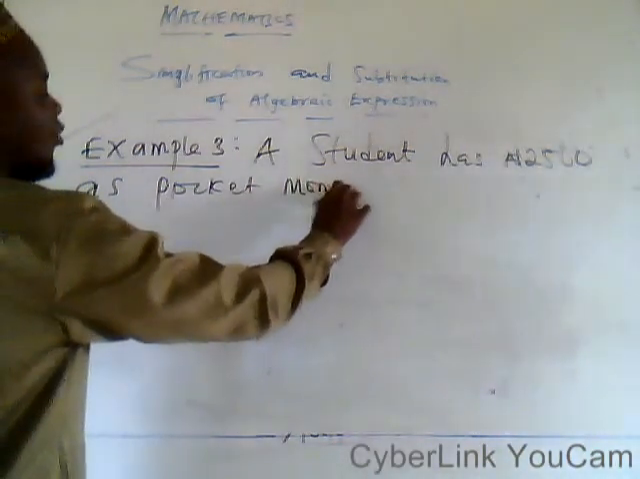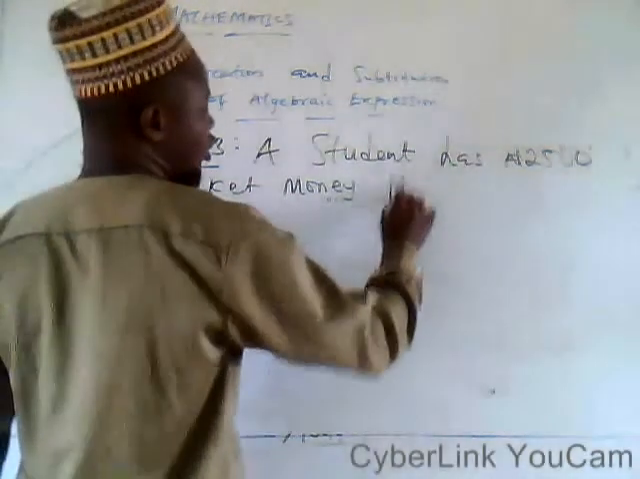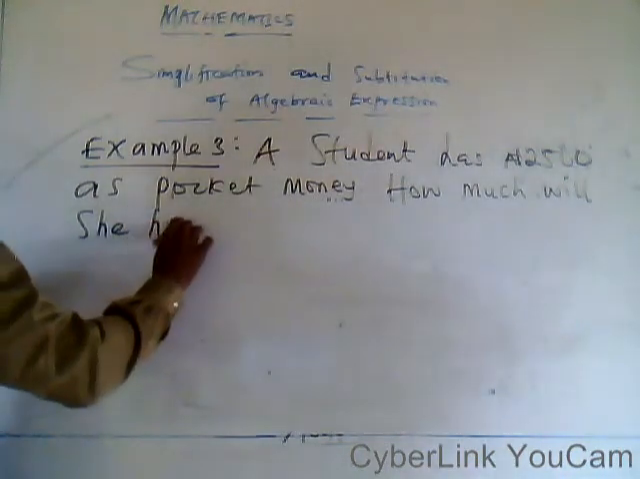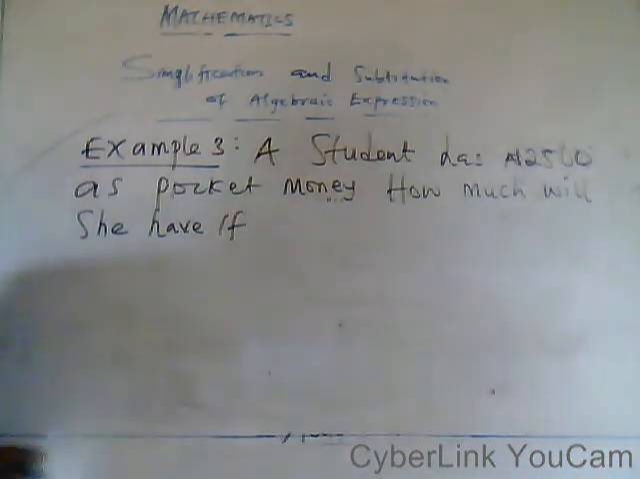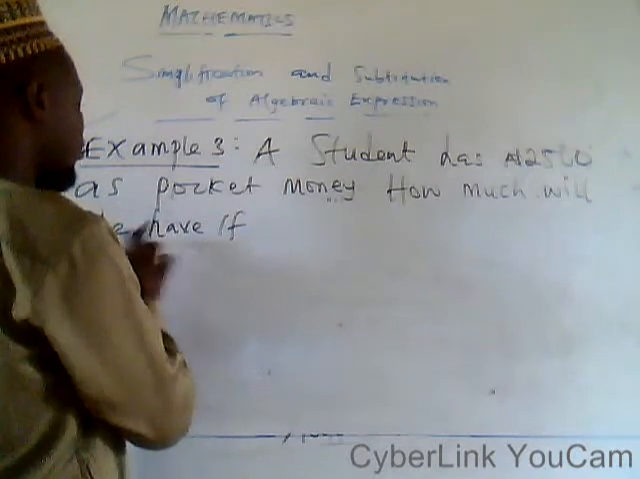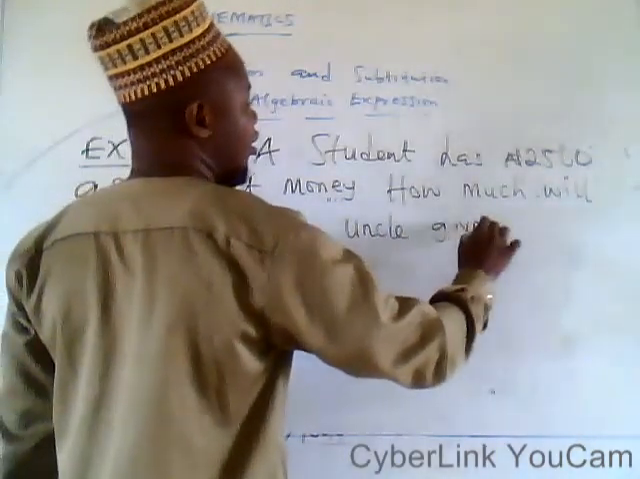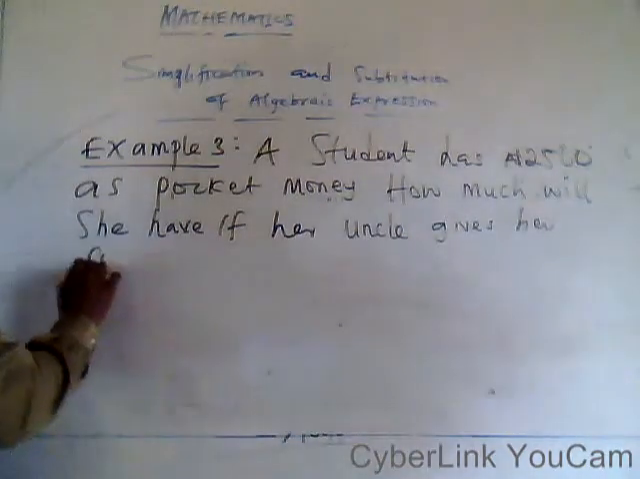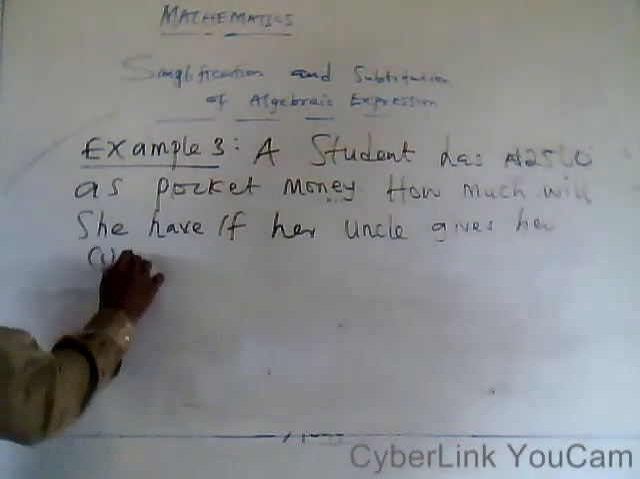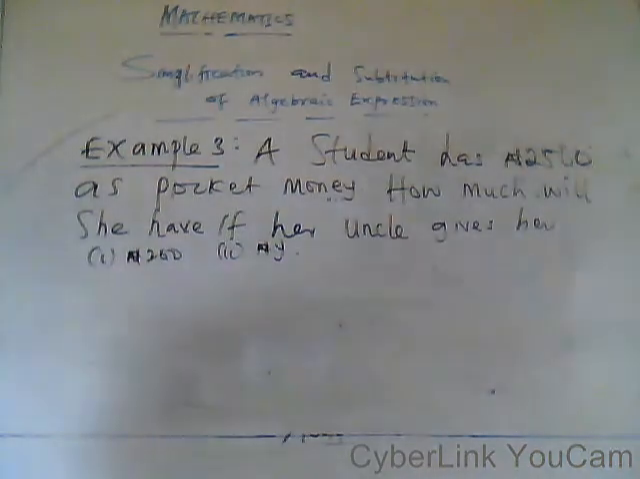As pocket money. Now, after the amounts, we're told: how much will she have if her uncle gives her 200 naira, and how much will she have if her uncle gives her y naira? Oh no, sorry, that's a female. So how do you do this? Very simple. You can even solve it without working it.